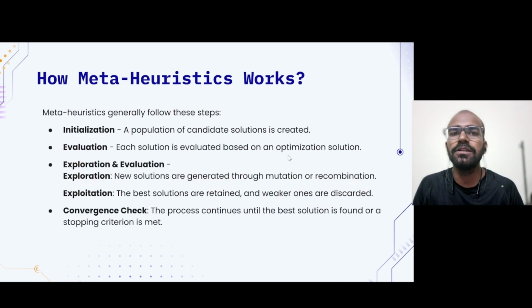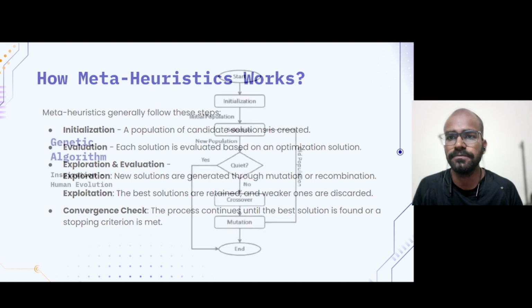How meta-heuristic algorithms work is in such a way. Firstly, initialization takes place, in which n number of candidate solutions are created. Then evaluation, in which the best of the candidate solutions are taken out using some optimization function. Then using exploration and exploitation, we find a further best solution from our candidate solutions. In convergence check, we check if the solution which is taken out is the optimal solution or not.